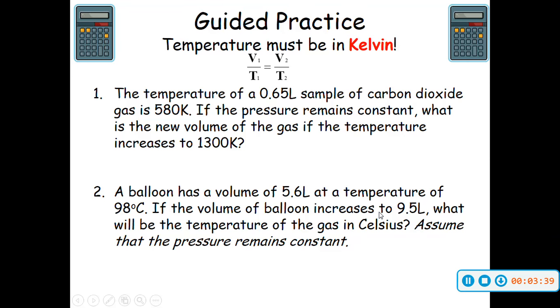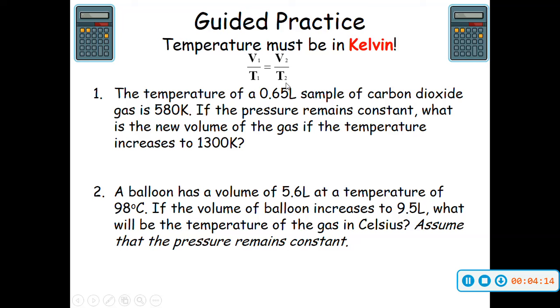Okay, guided practice. Some reminders: temperature must be in Kelvin. So if you're ever given degrees Celsius, don't forget to convert to Kelvin. Number one: the temperature of a 0.65 liter sample of carbon dioxide gas is 580 Kelvin. If the pressure remains constant, what is the new volume of the gas if the temperature increases to 1300 Kelvin? Let's identify our variables.